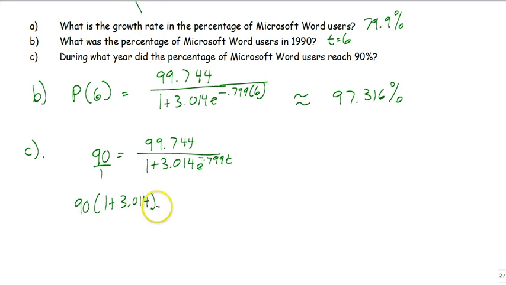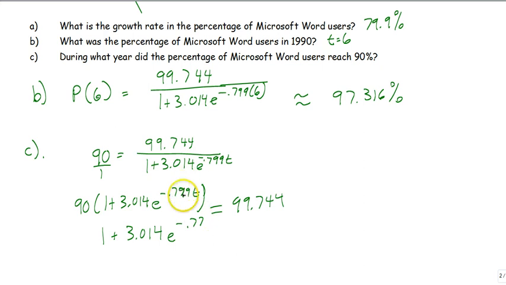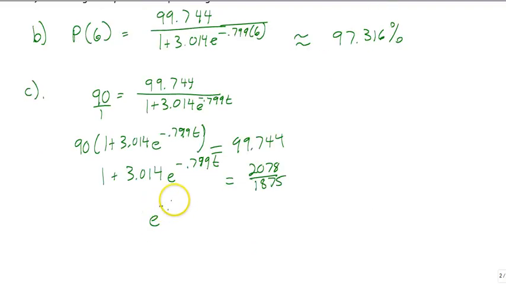Then we got e to the negative 0.799t equal to 99.744. The next thing you can do is divide by 90. I'm going to leave it as a fraction right now. And I actually wrote that wrong. That should be a 9. When you divide this decimal by that number, the exact number is 2078 over 1875. And then finally we subtract the 1. Again, you can use your calculator to get all these values. Divide by 3.014.